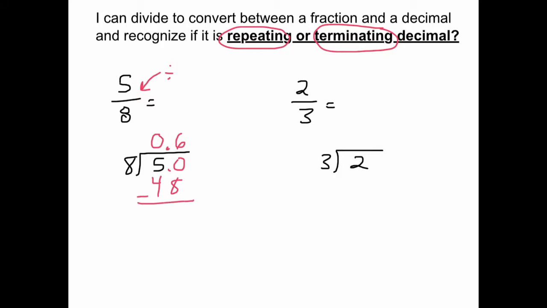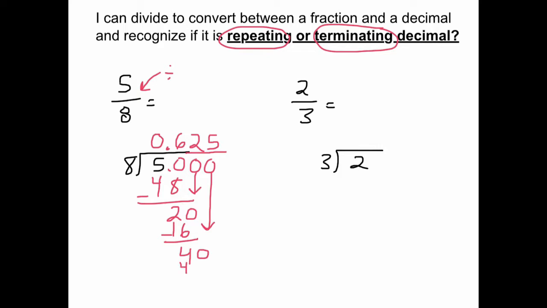50 minus 48 is 2. I have to add another 0. 8 goes into 20 2 times. 2 times 8 is 16. 20 minus 16 is 4. I have to add another 0. I'm going to see how long this keeps going. Well, I see that I just added a 0 and it became 40, and 8 goes into 40 an even number of times. So this is going to be a terminating decimal.